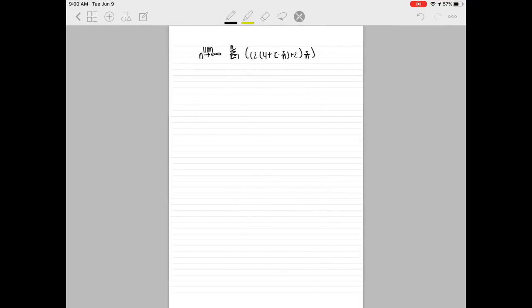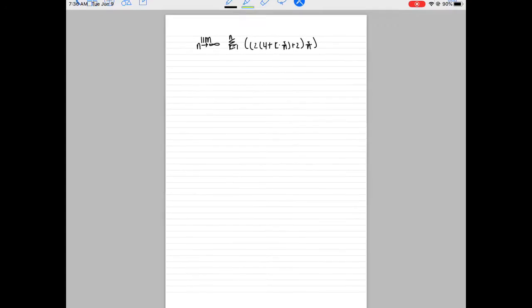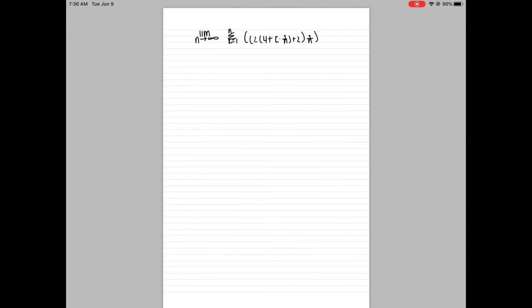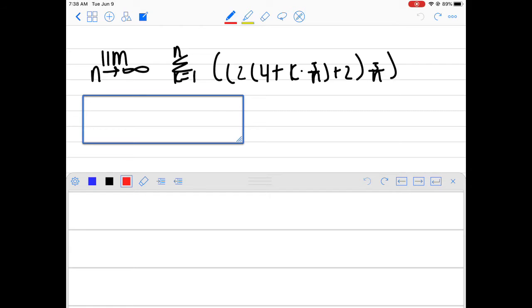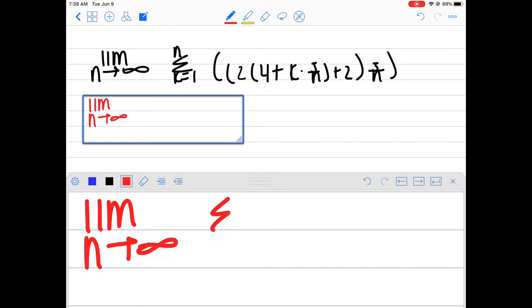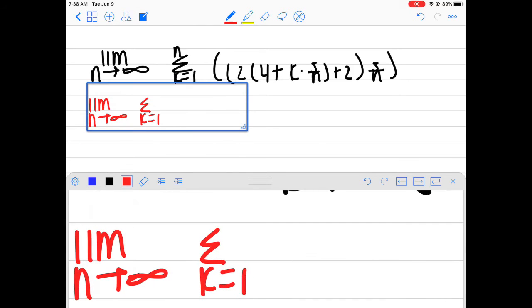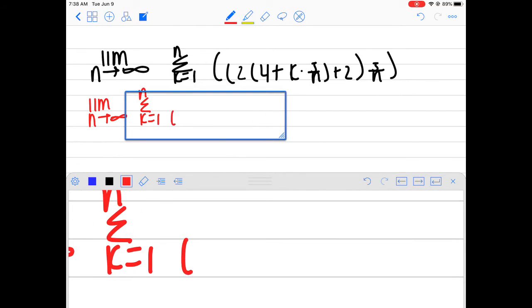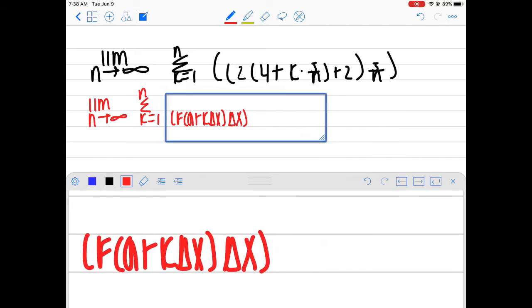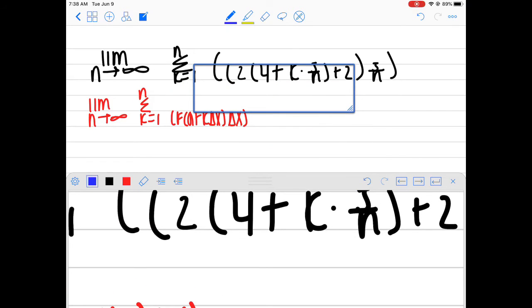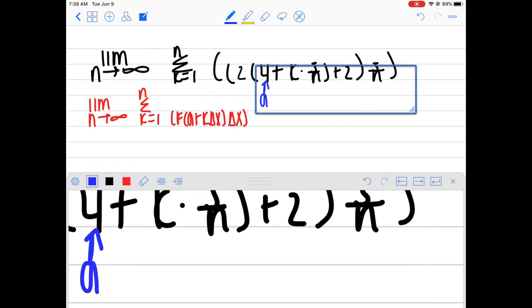For the next example here, we have the limit as n approaches infinity of the sum going from k equals 1 to n of 4 plus k times 3 over n plus 2 times 3 over n. And we're going to write out the general formula again, which is the limit as n approaches infinity of the sum going from k equals 1 to n, f of a plus k delta x times delta x.